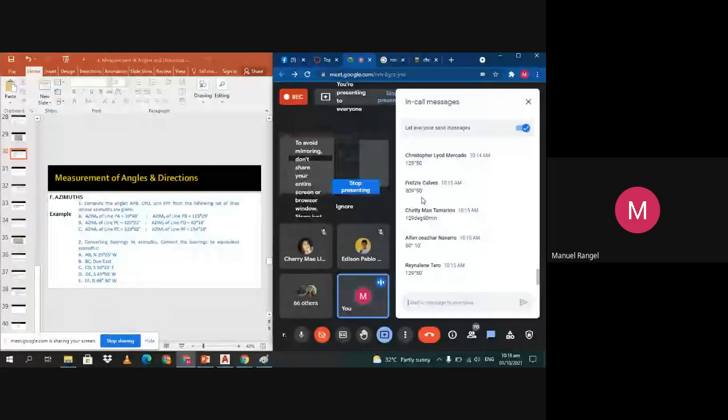Southwest. Letter D, line DE, bearing south 45 degrees 50 minutes west. What is the azimuth from south and azimuth from north? 225 degrees 50 minutes, correct. And from south, we have 45 degrees 50 minutes, so it is as is from south. Next, from letter E, EF.